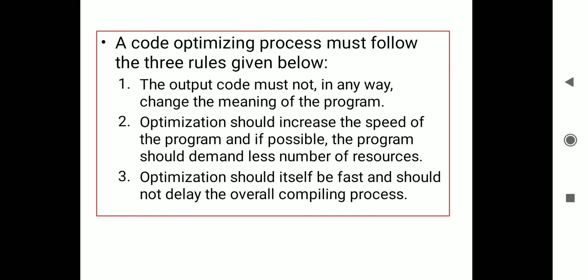So the code optimization process must follow the basic rules. The output code must not in any way change the meaning of the program. Optimization should increase the speed of the program, and if possible the program should demand fewer resources. Optimization should itself be fast and should not delay the overall compiling process.